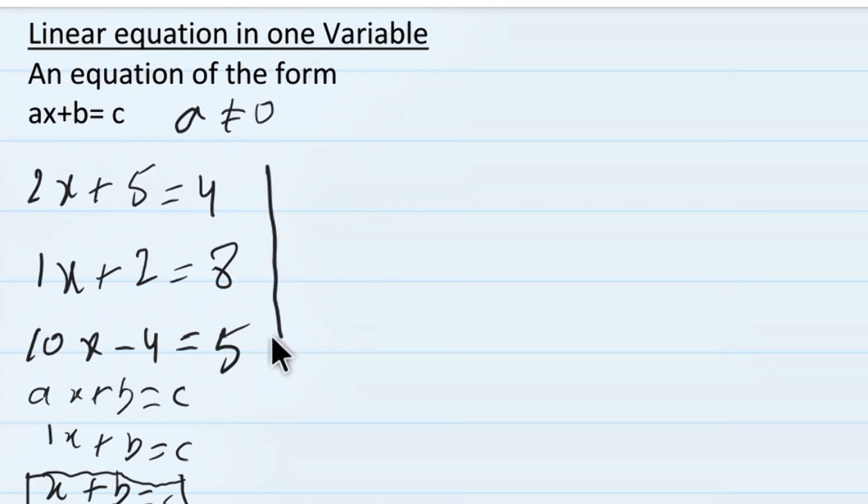Because if we replace a with 0, 0 times x plus b is equal to c, we will get b is equal to c. That is, 0 times x will result in 0. So there would be no variable left to find the solution of the equation.